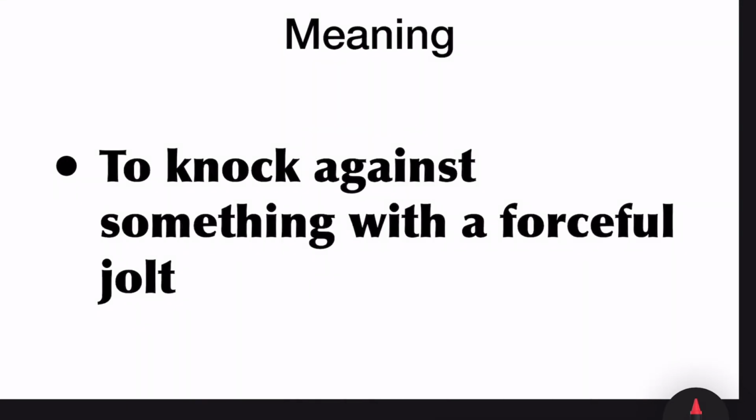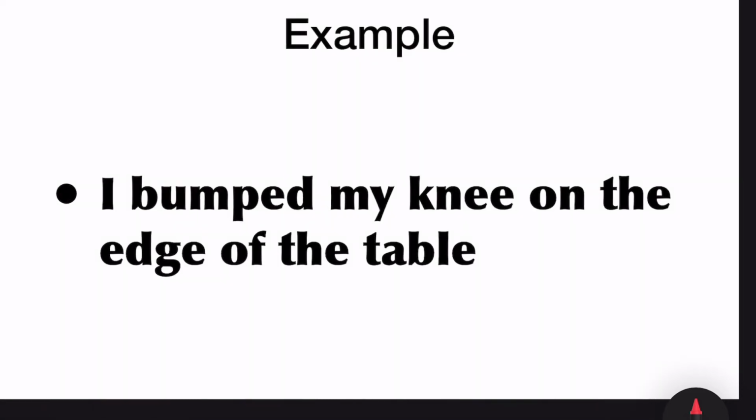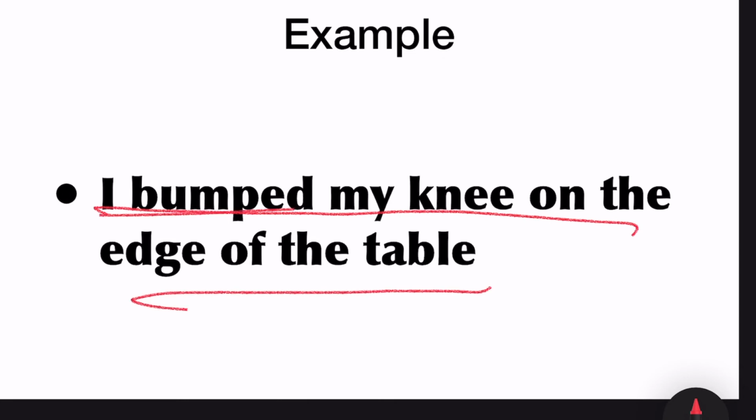So, the meaning for the word bump is to knock against something with a forceful jolt. See the example sentence. I bumped my knee on the edge of the table. It means I hit my knee on the edge of the table.